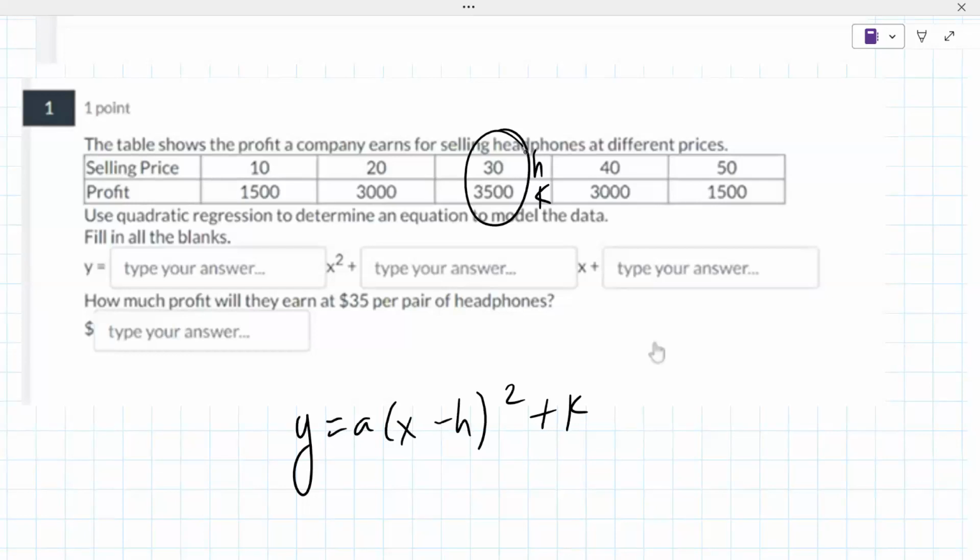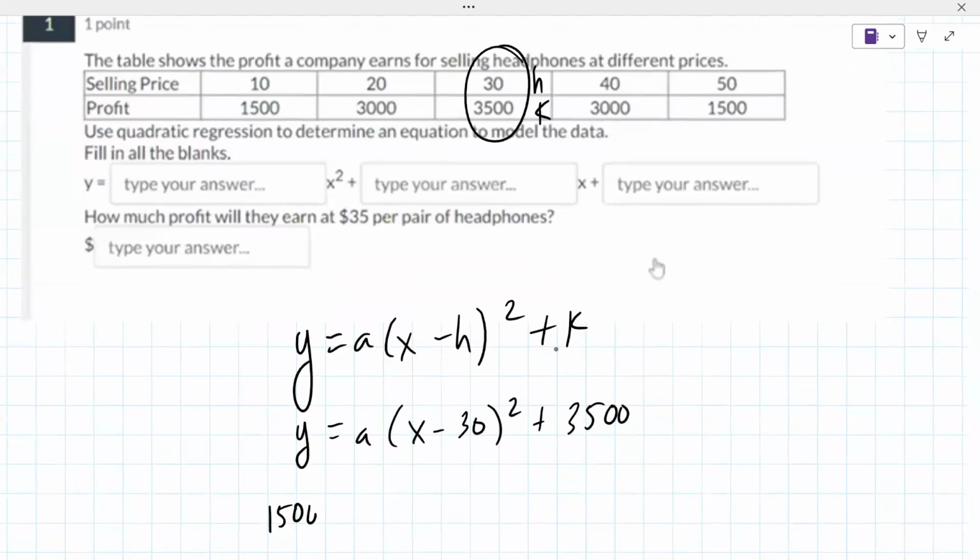So we're starting out here in vertex form. So H is 30, K is 3,500. Next thing is to choose another point. Let's do 10. Can we do 10? Yep, you could use any of them, 15. And so you're just solving for A. So you'll do that now.